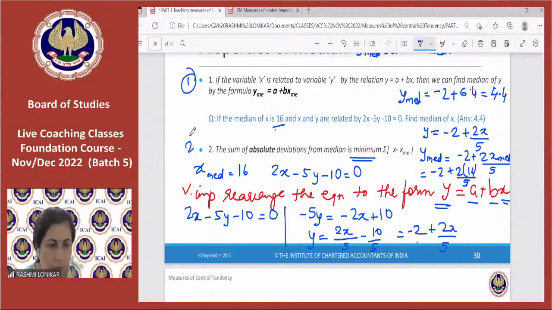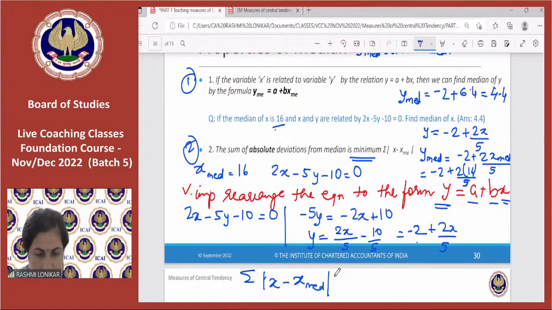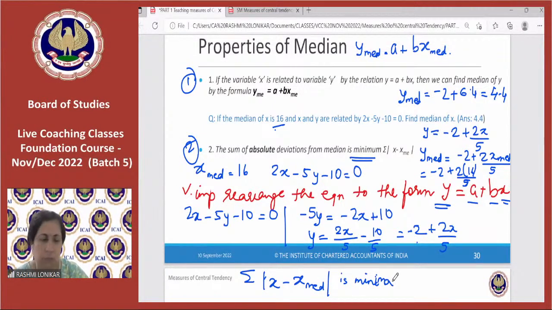The second property says that the sum of absolute deviations from the median is minimum. That is, summation of |x minus x median| is minimum. This is only for the theory portion, because you don't have to solve it and show it.